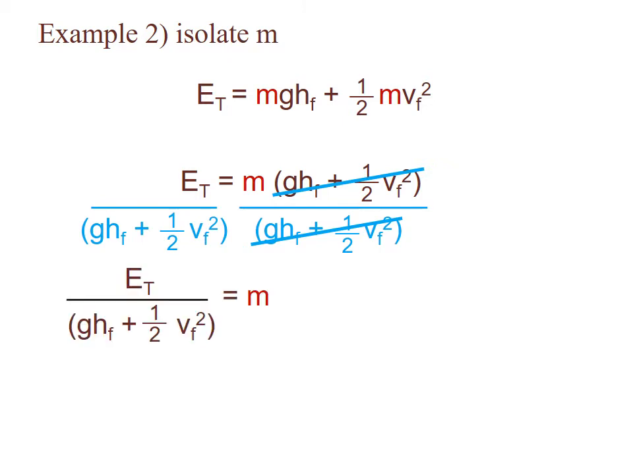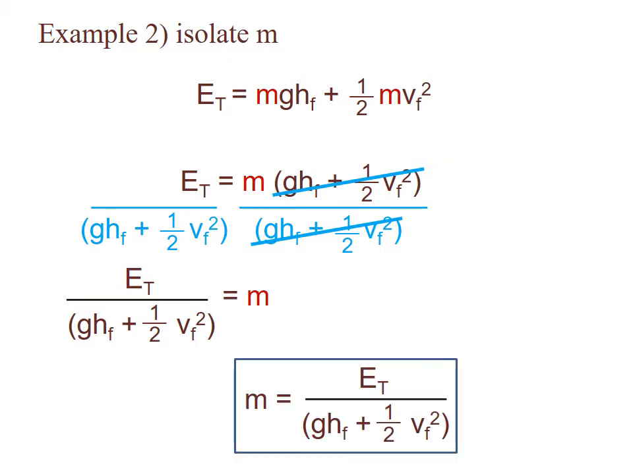So I'll rewrite the equation. m equals total energy divided by ghf plus half vf squared. The brackets in the denominator are not necessary, but if I'm going to enter numbers into my calculator, I will want to make sure that I do bracket the entire denominator so that my calculator knows that I'm dividing by the total number that's on the bottom.